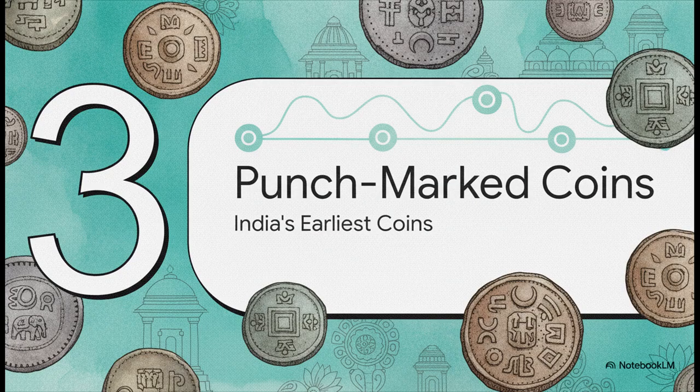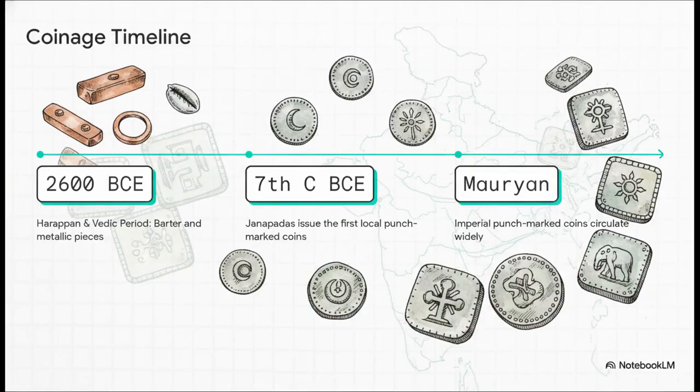Early punch-marked coins, India's very earliest coinage. We are looking at a completely indigenous, native evolution here. Long before any Greek influence, India went from simple metallic pieces used for barter in the Vedic period right into the first local punch-marked coins of the Janapadas, the early regional states in the 6th century BCE. By the time the massive Mauryan Empire rolled around, these silver coins were heavily standardized, carrying these complex, multiple-punched symbols like suns, trees, and animals all across the subcontinent.